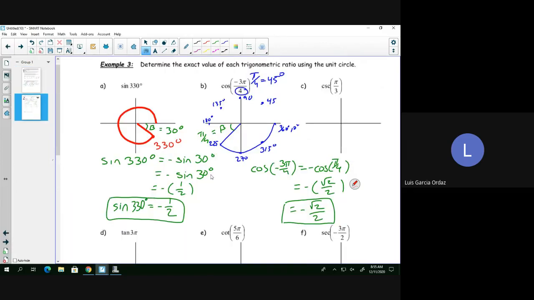Okay, and last but not least, let's do cosecant of pi over 3. Where is pi over 3? Okay, so that is our acute angle, okay? But if we say cosecant of pi over 3, it is the same thing as saying 1 over sine of pi over 3. So what is the ratio of sine of pi over 3? And we're just going to flip it.